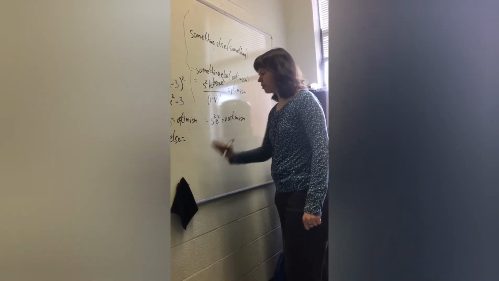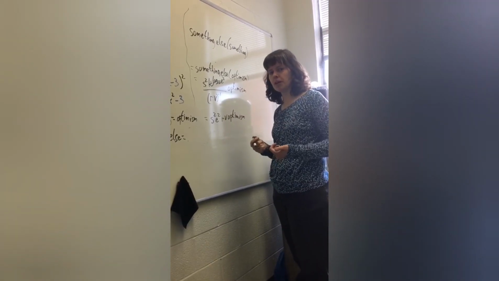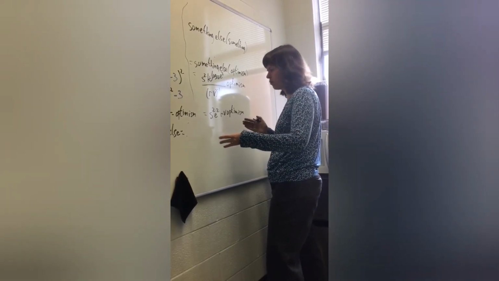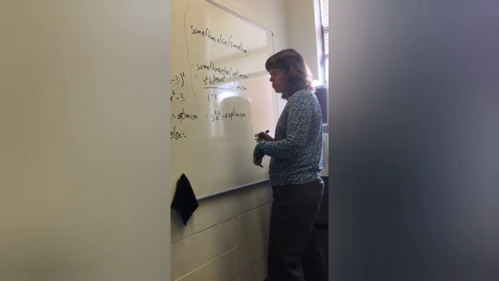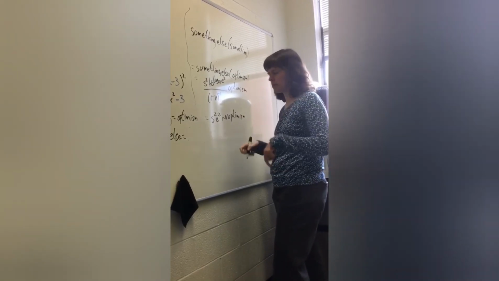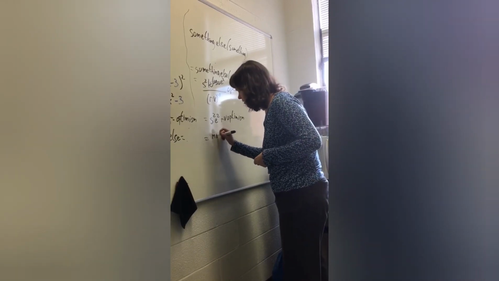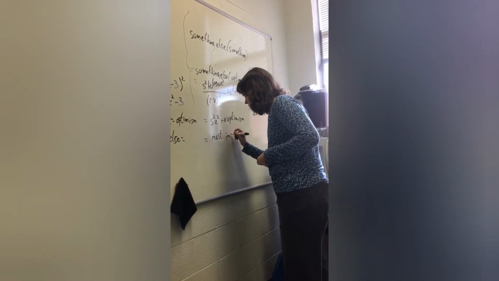But the commutative property of multiplication says I can take all of these variables and rearrange them any way I want. That s squared just means s times s, e means e times e. If I rearrange everything, I end up with most impressive.